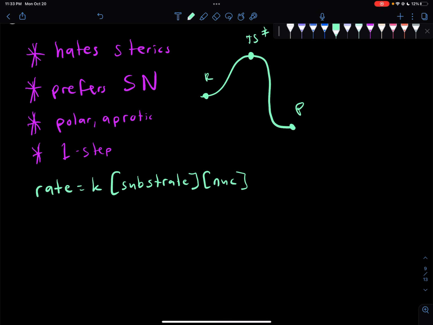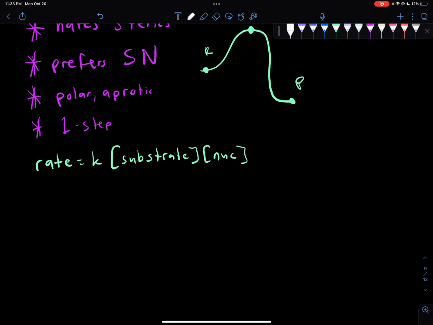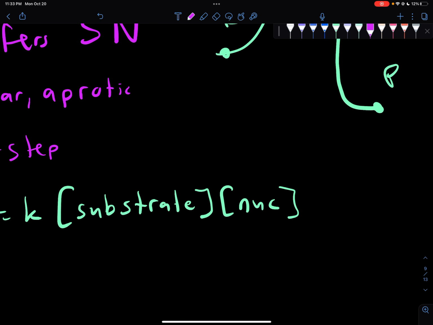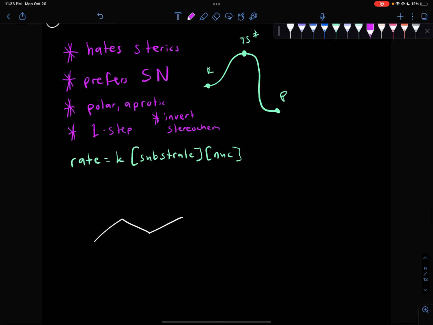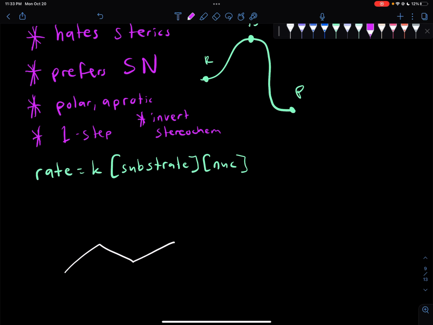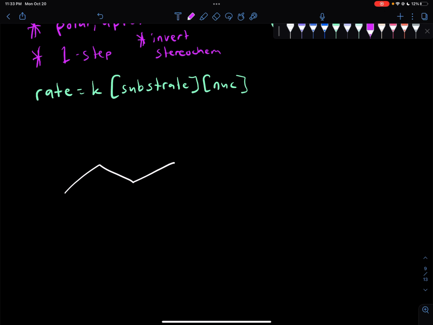So let's talk about some examples. Oh, one more thing is you're going to invert your stereochemistry. In other words, it's stereospecific. So let's say you have this.